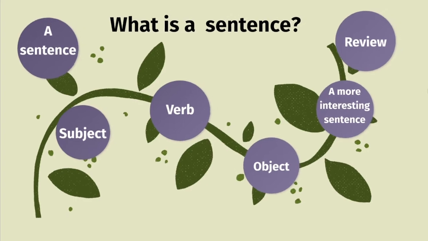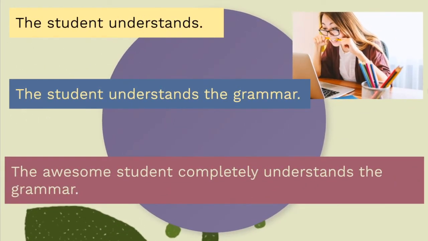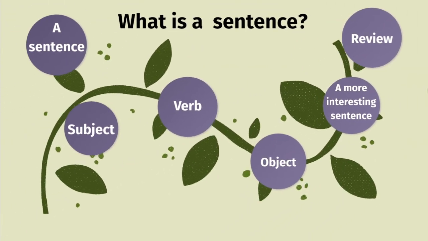Okay, let's review what we learned. You just learned that a sentence is a complete thought. And it always has a subject and a verb. Sometimes it has an object. Other words, like adjectives and adverbs, can be added to our sentence to make them more interesting.